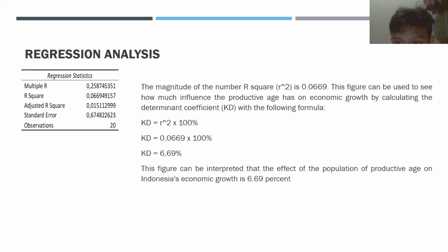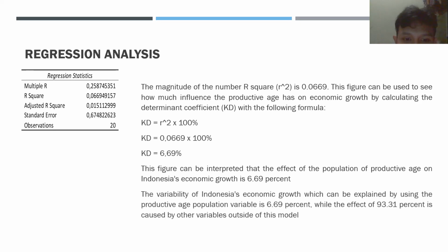This figure can be interpreted that the effect of the population of productive age on Indonesia's economic growth is 6.69%. The probability of Indonesia's economic growth, which can be explained by using the productive age population variable, is 6.69%, while the effect of 93.31% is caused by other variables outside of this model.